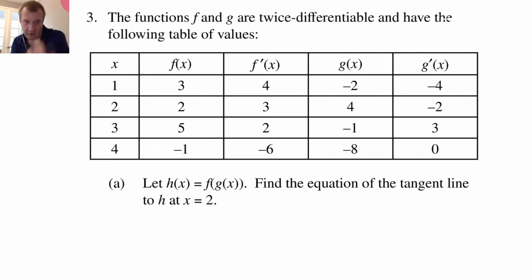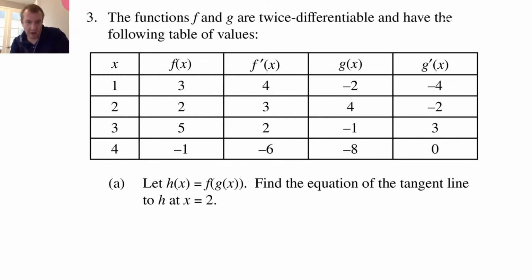So if f and g are twice differentiable functions with a table of values, I can't wait. Going across the top, you have the labels of your columns. Our far left column holds all your x values, f, f prime, g, g prime. So we've got to find the equation of the tangent line to h at x equals 2.